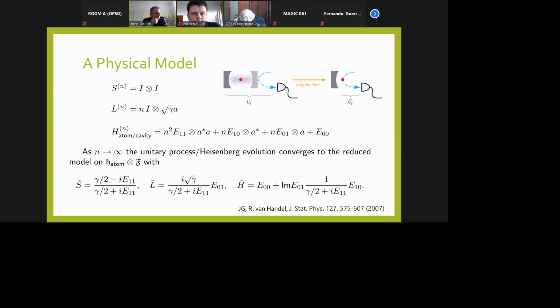And the reduced S, L and H coefficients here are as follows. Okay. So that was in 2007. We had to use the Dyson series expansion, which was quite restrictive.